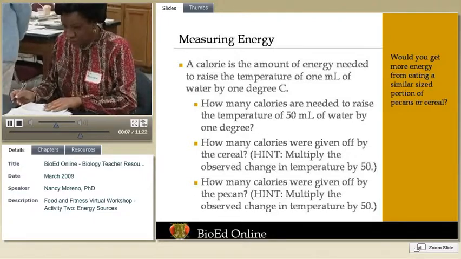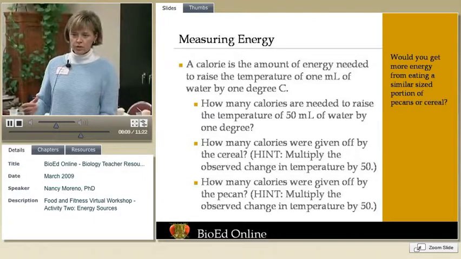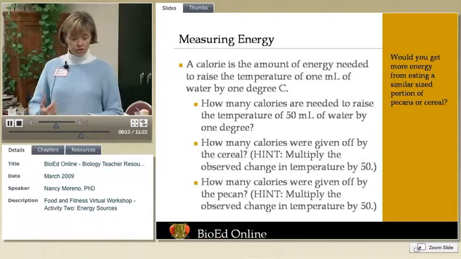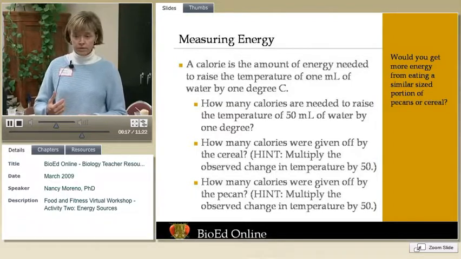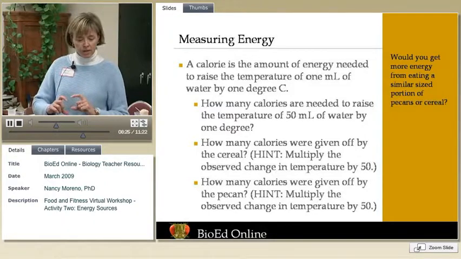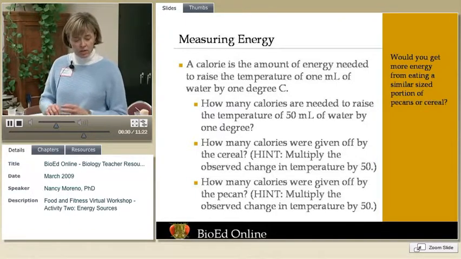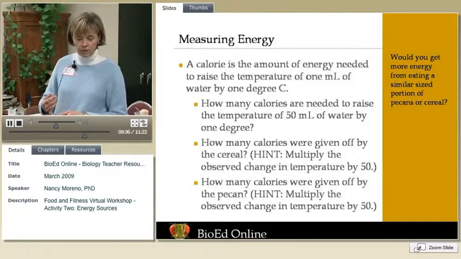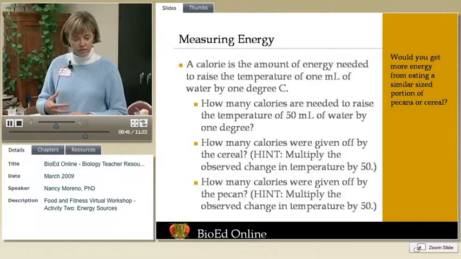In physical science, students learn that 1 calorie is the amount of energy needed to increase the temperature of 1 milliliter of water 1 degree Celsius. But we've got 50 milliliters of water, so to find the total number of calories, you multiply the temperature change by 50, and that gives you the number of calories released as heat when you burned the Cheerio and the pecan.